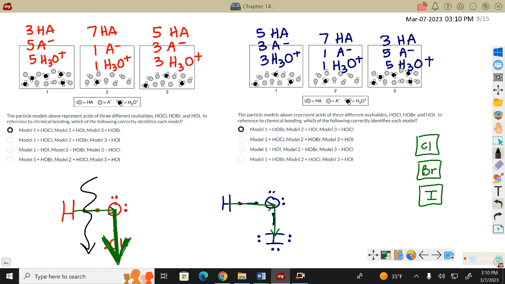So in the example on the left, model 1 must be the HOCl, because I don't have as much HA. I don't have as much of the weak acid. There's more ions that have formed, meaning that it's a stronger acid. Whereas the second box must be my HOI, with iodine having the weakest electronegativity, and the electrons are pulled away from hydrogen, but just not quite as strongly. So that hydrogen-oxygen bond is a little bit stronger. Same concept with the example on the right. The boxes are just jumbled around a little bit.